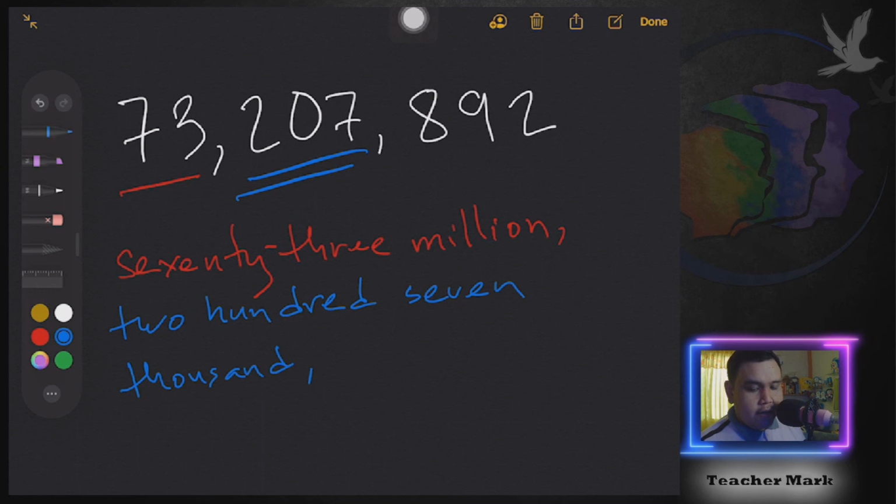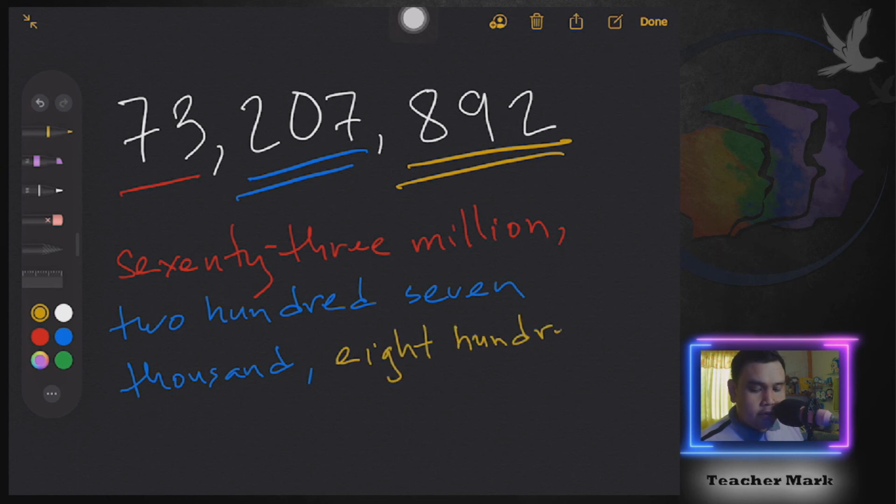Then we now have the last family, which is the hundreds family. How would you read this since it belongs to the hundreds family? So it's 892. That's basically how you read the number and how to change it into words. Okay, so this is basically for advanced. This is for bigger values.